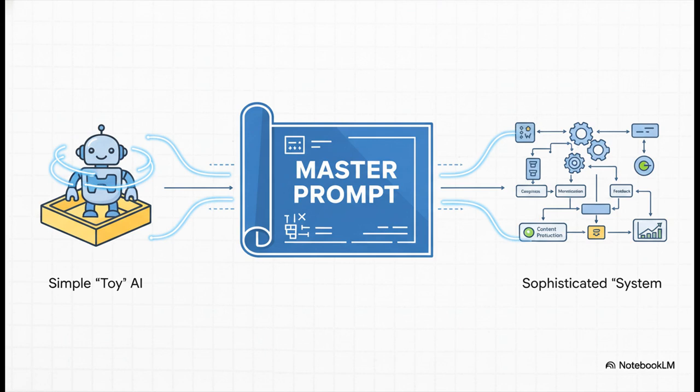So what's the ultimate takeaway here? The line between playing with an AI toy and actually building an AI-powered business is the blueprint. A master prompt like this isn't just asking for content, it's defining the entire strategy, the structure, the monetization, and the rules for a whole repeatable system.